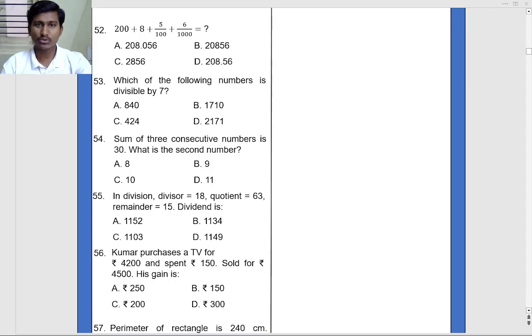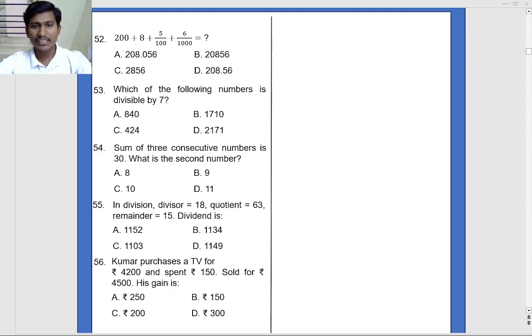So now let us do the 52 question. So what is the 52 question? That is 200 plus 8 plus 5 by 100 plus 6 by 1000. So in this question we have to write it in the decimal form. So that is the 52nd question, right?